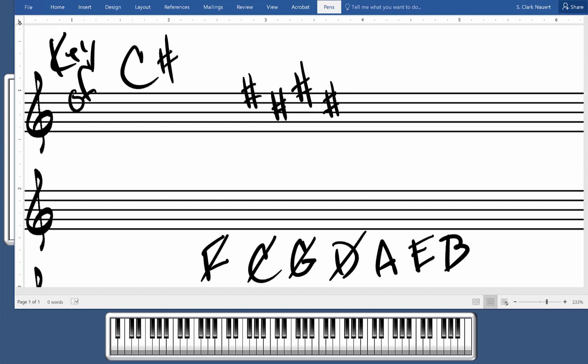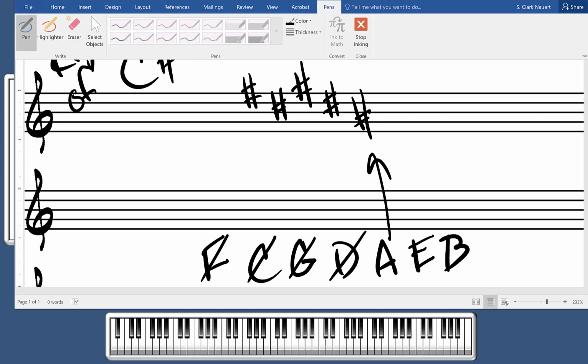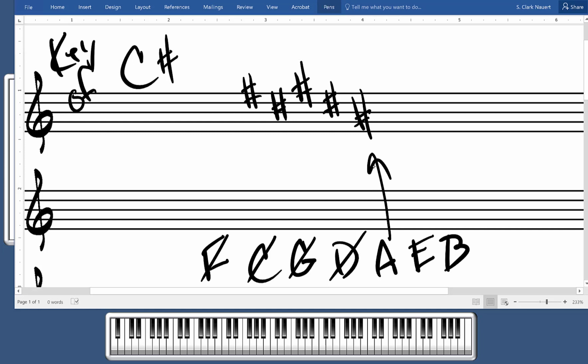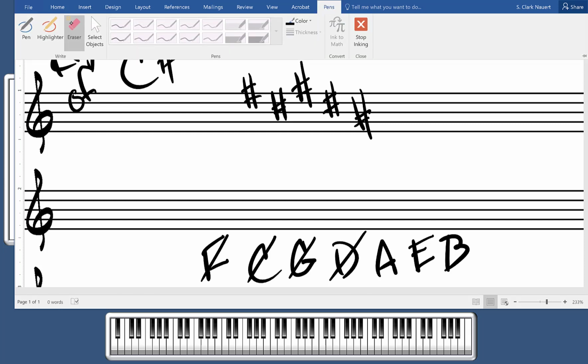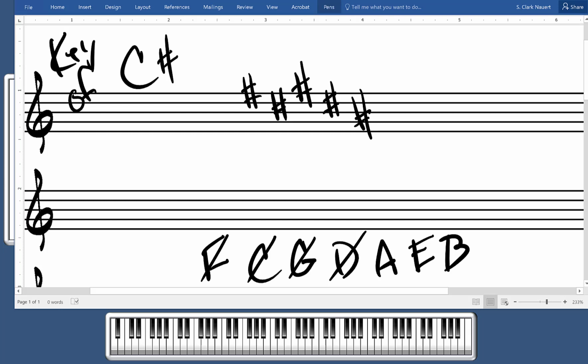So we got F, C, G, D. A is next. So the A will go on the 2nd space. All right, so there's that one down. If I can get my arrow erased. Good. All right. 5 down, 2 to go.